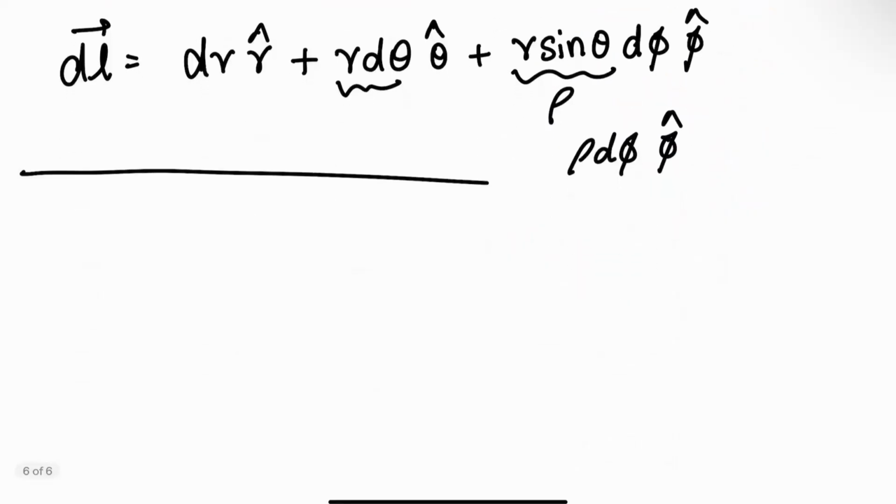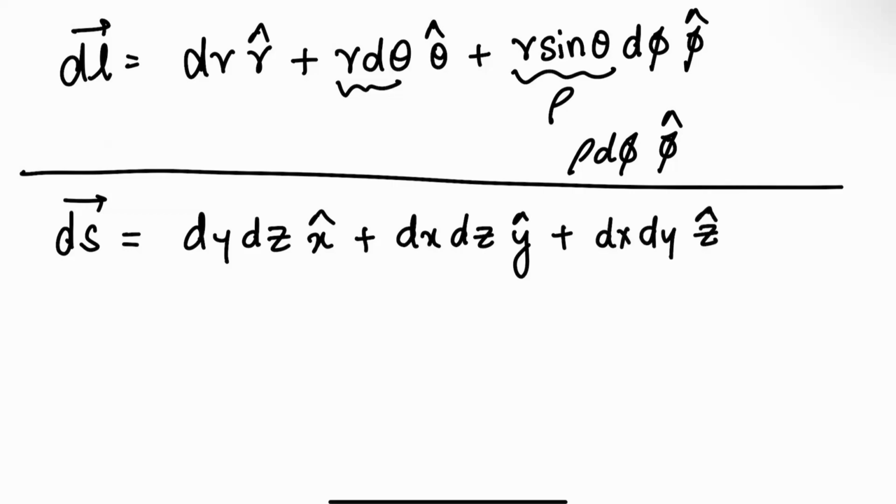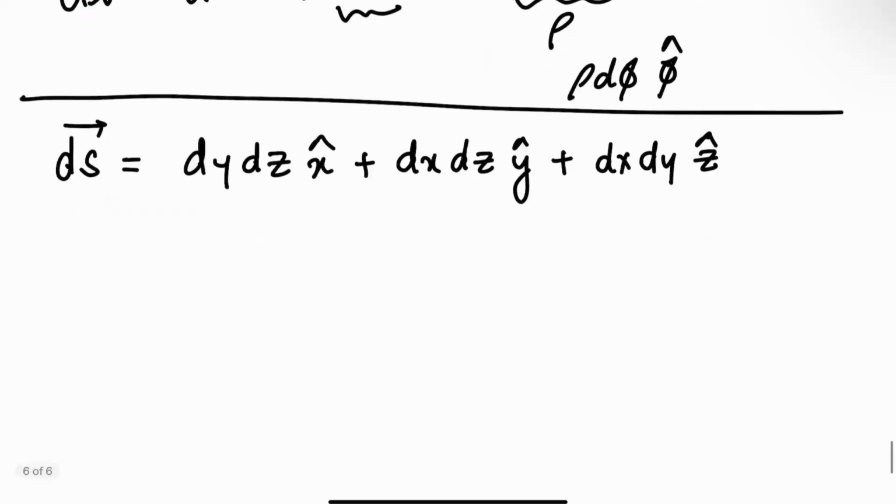Okay. The next one is surfaces, oriented surfaces, ds. And this is also fairly easy to see. It's x hat dy dz plus y hat dx dz plus z hat dx dy. Okay, so why is that? Maybe we'll do the xy plane first. So z hat would be pointed along z, which means the surface it's associated with should lie in the xy plane.